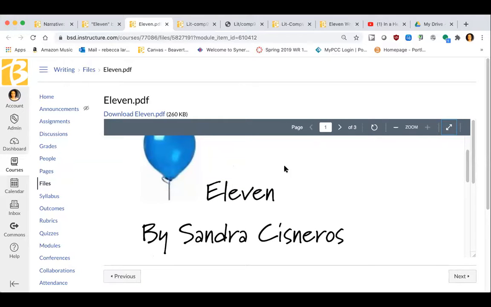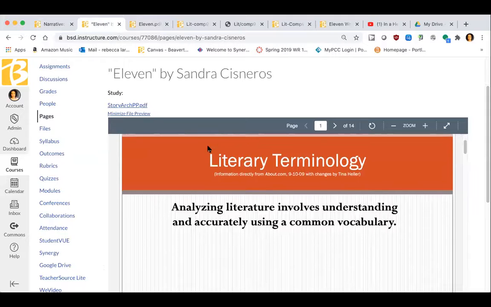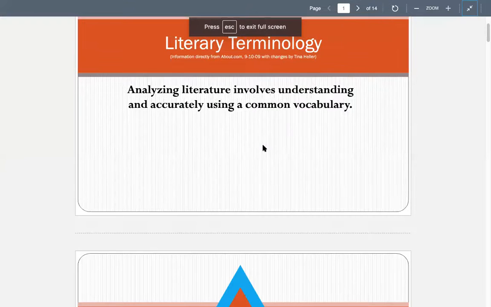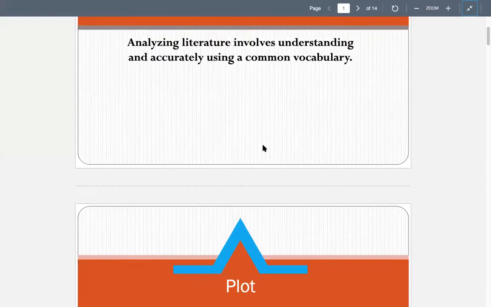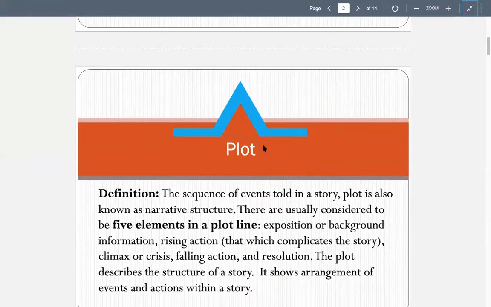And over here, we have a PowerPoint that's named Story Arc, right? And we're going to talk a little bit about what each of these things are. So let me make this bigger so everyone can see it. So we have some terminology, but don't worry about that. What I really want to talk about is what we call plot.